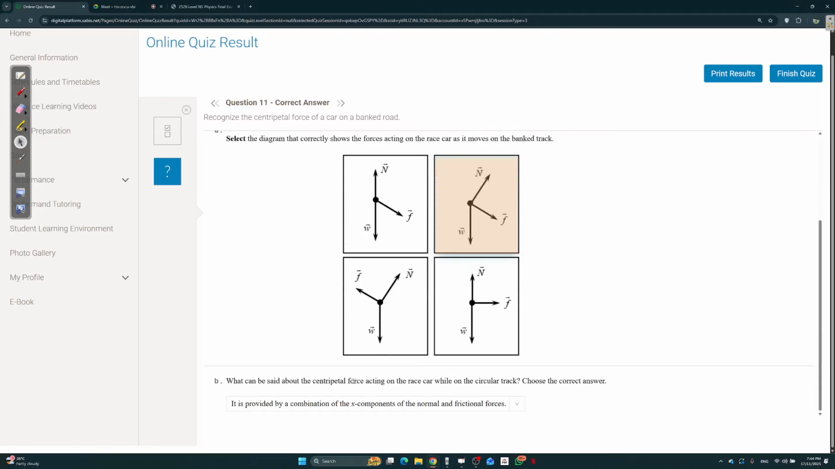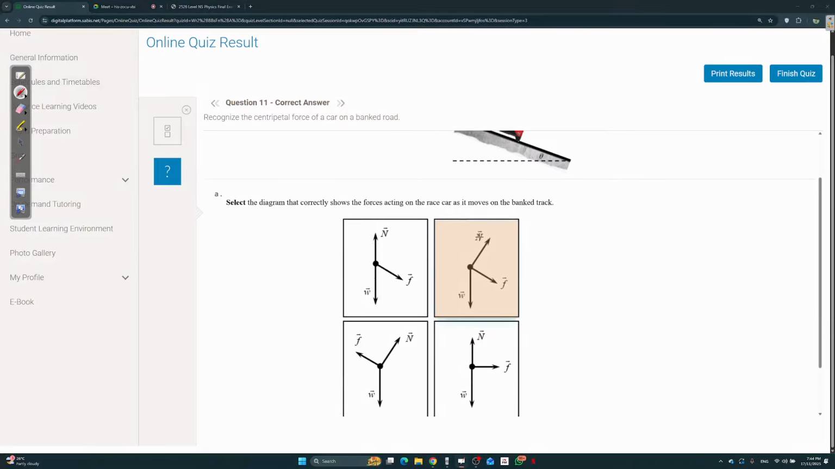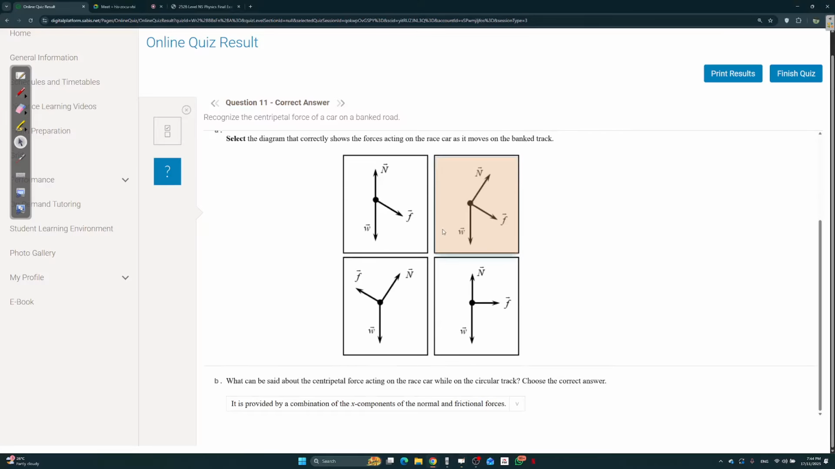Alright, let's continue. What can be said about the centripetal force acting on the car? The centripetal force, basically, if you're asked what is the centripetal force, you need to find the resultant of the x components for all of these. That will be the centripetal force, because the centripetal force, as the name suggests, is basically the force acting in the direction of the center. It's not a force that you put on your free body diagram. It's just a force that's theoretical, that we have for ourselves. You don't draw it on your free body diagram. How can you find the centripetal force here? What are the forces that are acting towards the center? Friction, you need to find its x component. What's N? Does it have an x component? Yes, it does. W, does it have an x component? Yes, it does. That's all you need to do. Meaning, it's provided by a combination of x components of the normal and frictional forces.